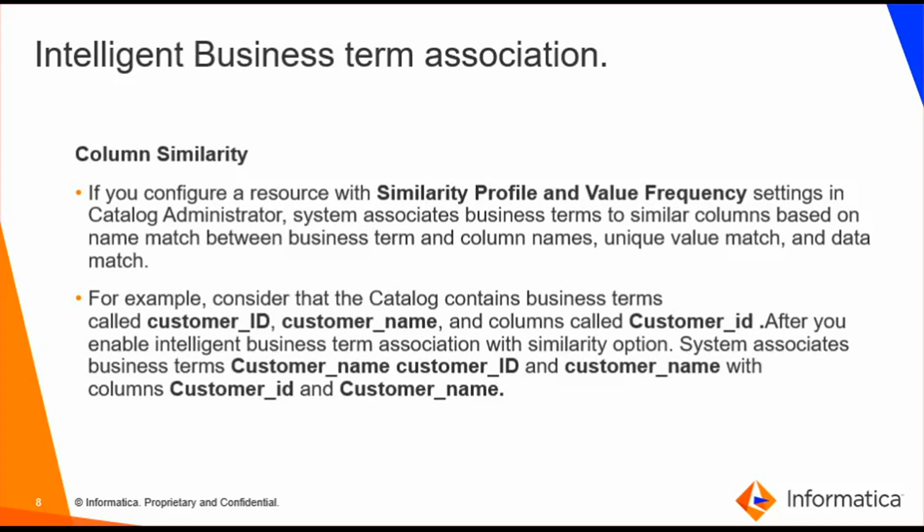The next condition is column similarity. If you configure a resource with similarity profile and value frequency settings in Catalog Administrator, the system associates business terms to similar columns based on name match between business term and column names, unique value match, and data match. For example, consider the catalog contains business terms called customer_ID and customer_name, and columns called customer_ID. After you enable intelligent business term association with the similarity option, the system associates business terms customer ID and customer name with columns customer ID and customer name.